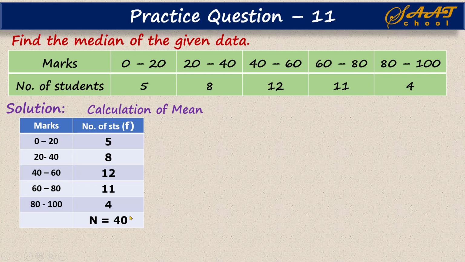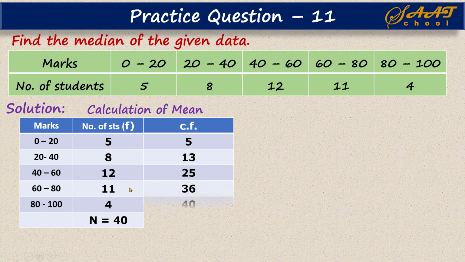Now the next step is the cumulative frequency. We add all these numbers one by one. So the first is 5, 5 plus 8 is 13, 13 plus 12 is 25, plus 11 is 36, plus 4 is 40. So that's the cumulative frequency. Again remember, the last value of the cumulative frequency should be equal to the value of n. Here n equals 40 and the last value of CF is also 40.